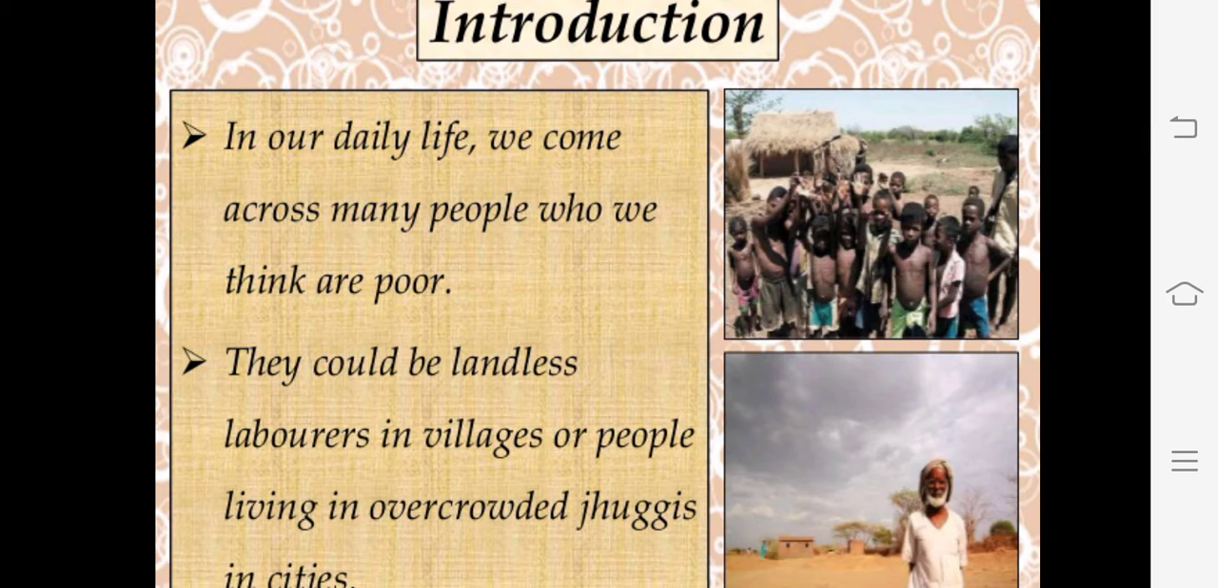Okay. In our daily life, we come across many people who we think are poor. They could be landless laborers in villages, or people living in overcrowded jhuggis in cities. In daily life we come across people who are begging for food and clothes. We can see those people who do not have land or who live in overcrowded jhuggis where it is very difficult to get food, clothes, water, and all the things regarding poverty.